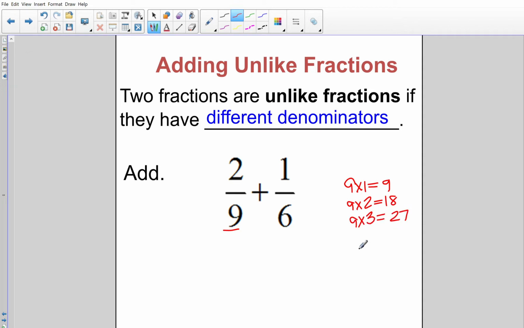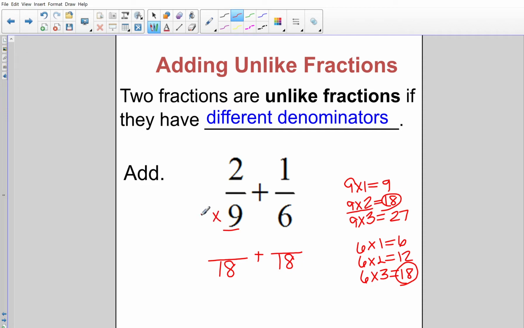Okay, and then I can do a couple of 6s, 6 times 1, 6 times 2, 6 times 3, and you see that we have a common multiple of 18. So what I'm going to do is change both of these over into new equivalent fractions containing the denominator of 18. So I can even go back over here.